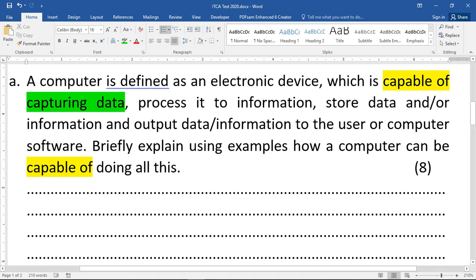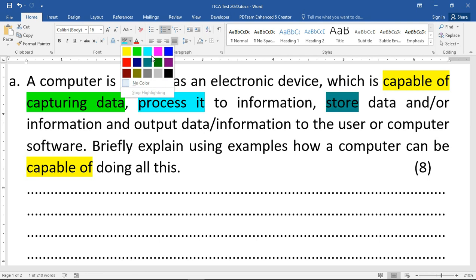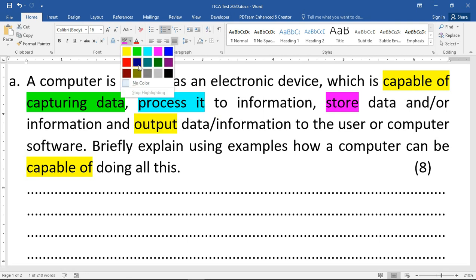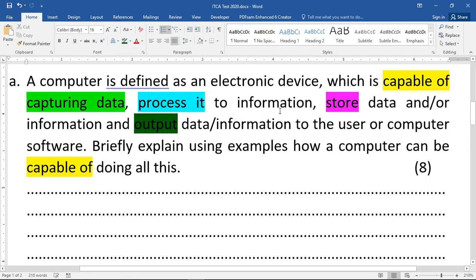Then the next thing is, what you can actually do with this part is, when we are saying this, we are actually asking for the devices that are responsible for capturing data, the devices that are responsible for processing the data, the devices that are responsible for storing the data or information, the devices that are responsible for outputting. So that's what is being asked here. So how now do you answer it? You will give the device and give an example of data that can be captured by that device.